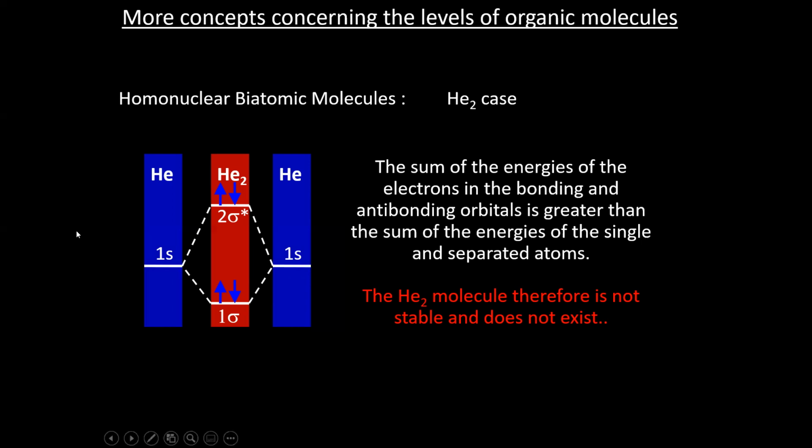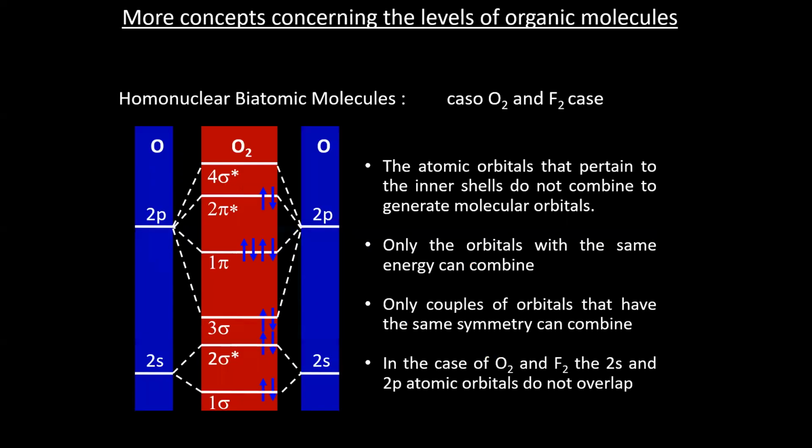Clearly, if you ionize He2, then you remove one electron from the anti-bonding orbital and the He2 ion is stable. Now, this is the simplest case, homonuclear diatomic molecules. Now, you can go to larger molecules like oxygen or fluorine molecules.